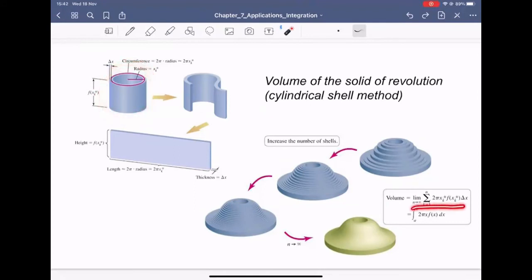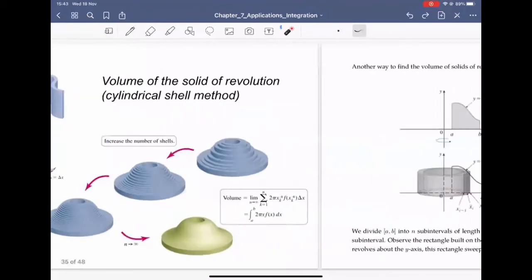So this is that formula. And then because the limit of a summation means a continuous sum, meaning integration, it's going to be the integral from a to b of the height times the length. All right, so we're going to look at the theory first.